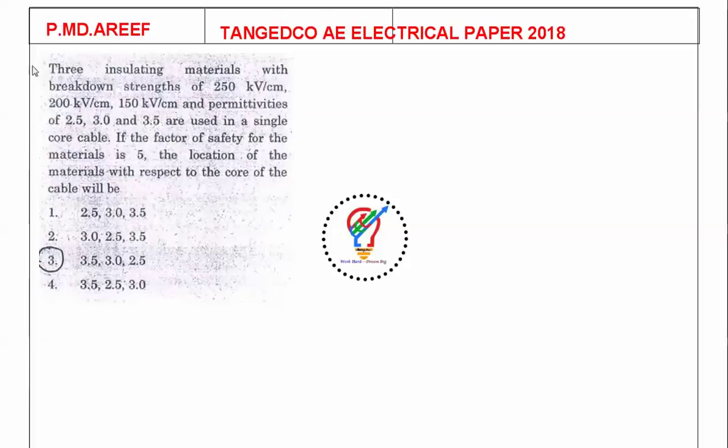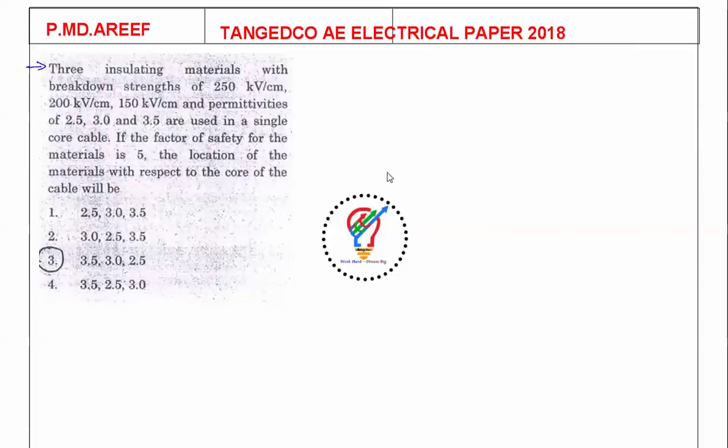Okay, next question. Three insulating materials with breakdown strengths of 250 kilovolts per centimeter, 200 kilovolts per centimeter and 150 kilovolts per centimeter, and permittivities of 2.5, 3.0 and 3.5 are used in a single core cable. The factor of safety for the materials is 5. The location of the materials with respect to the core of the cable will be.